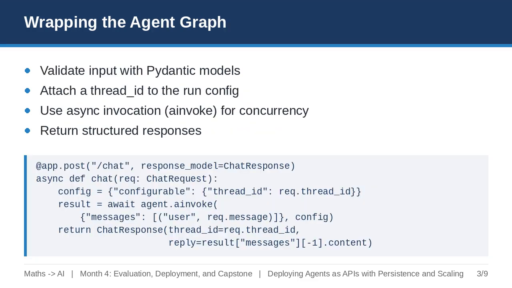The service layer validates input with a Pydantic model, attaches a thread ID to the run configuration, and invokes the compiled graph. Use async invocation so a single worker can serve many requests concurrently while they wait on slow LLM calls. Always return a structured, validated response so clients have a stable contract.